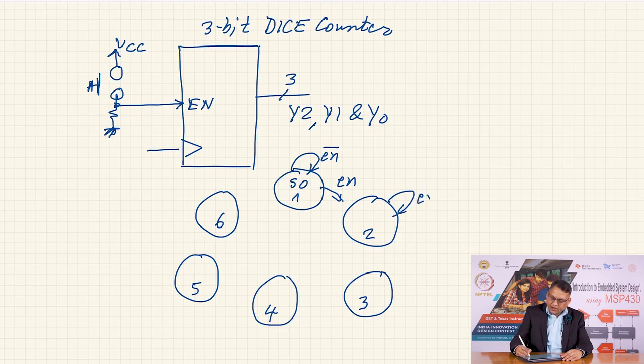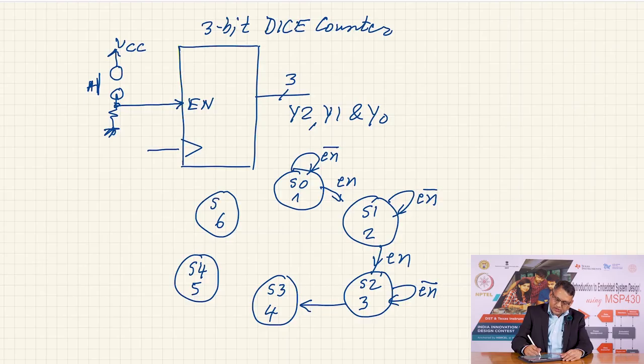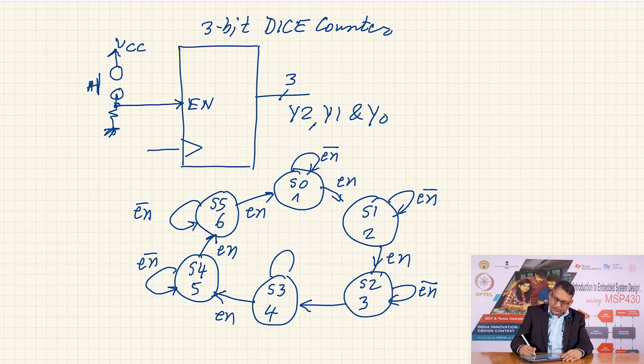Here again En bar, so it is S1, En, here En bar, again this is S2, S3, S4, S5, En, this is going to stay here for En bar, En, En bar, En, and I am going to stay here for En bar.